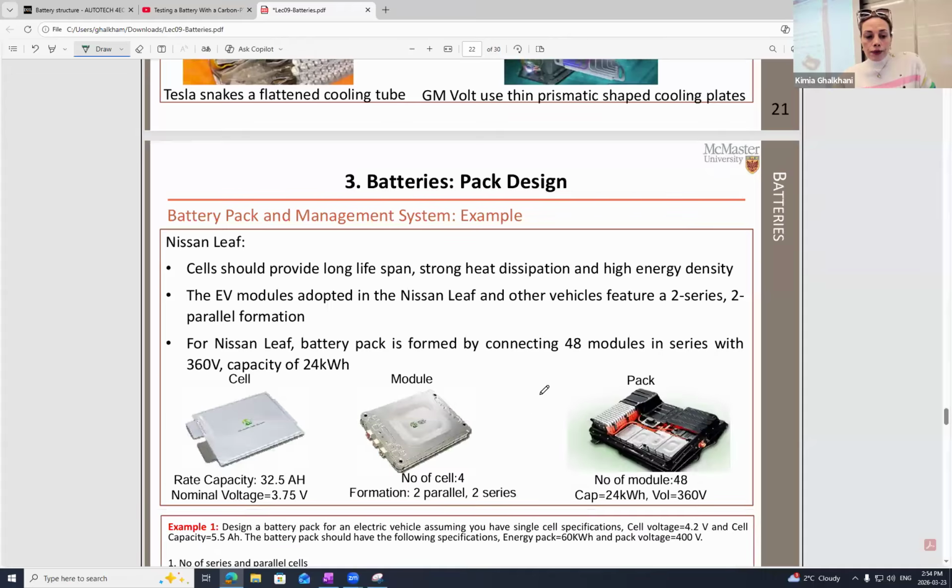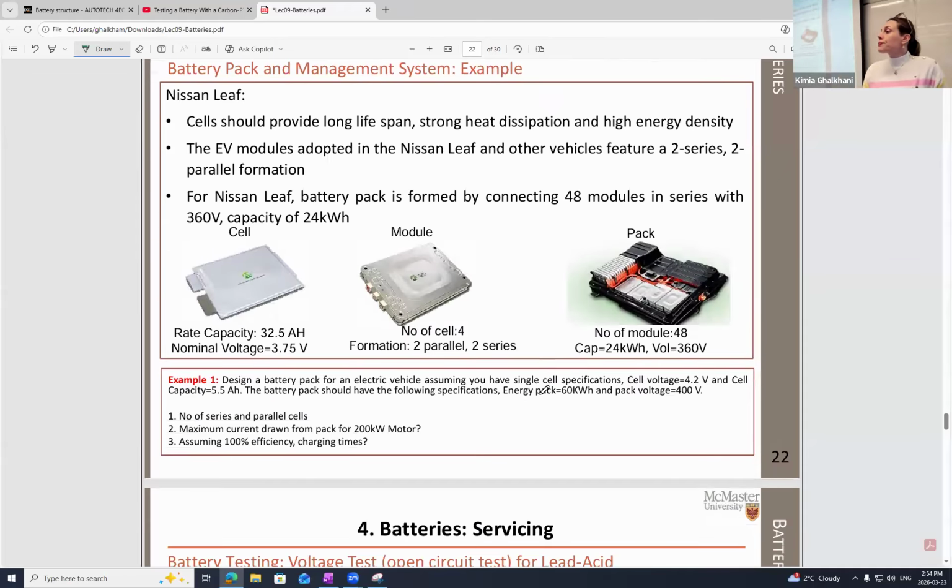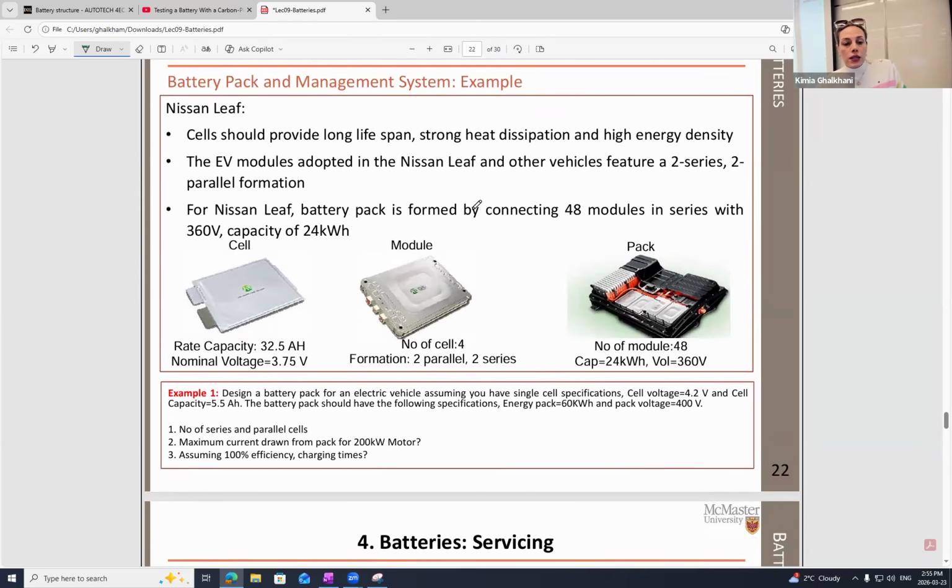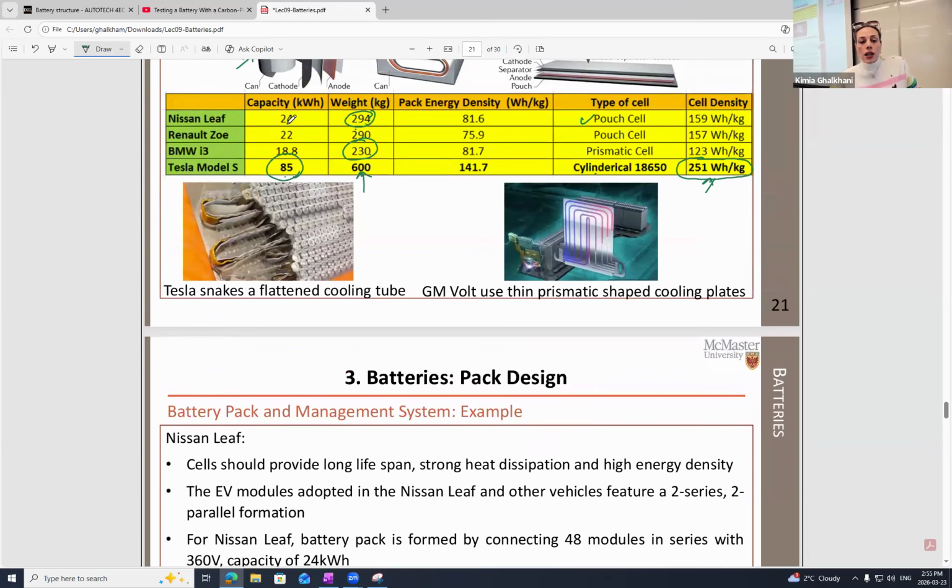Any questions so far? Very soon, I'm going to solve one problem for you on how to design a battery pack for electric vehicle application. Before that, I'm going to show you this example one more time from the Nissan Leaf. I said in the previous slide, the Nissan Leaf has 24 capacity and the density of the pack. Do not confuse this one. This one is the density of the pack. This one is the density per cell.